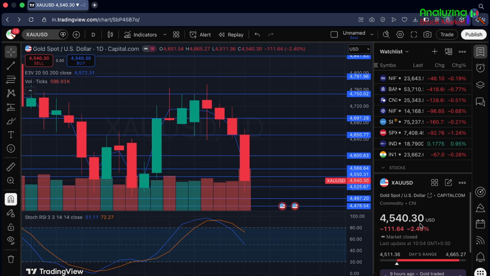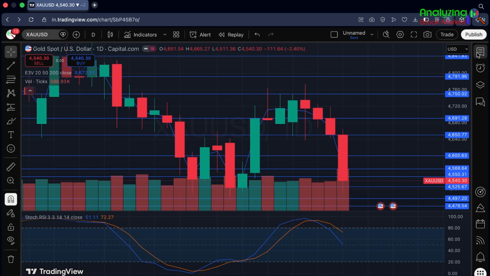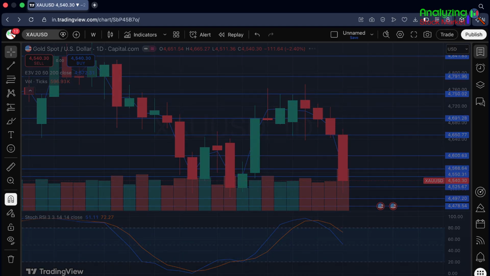I'll also be marking some important support zones and resistance zones which will help you to take better stop loss and target levels according to your bias for this week. So let's talk about our weekly chart first. Let's open our weekly chart over here.